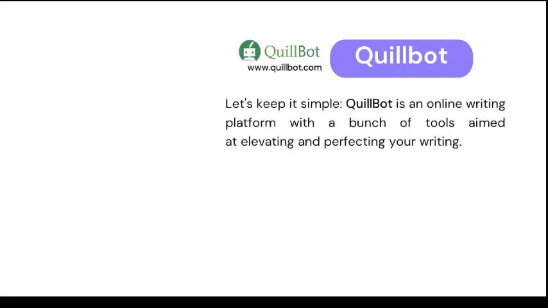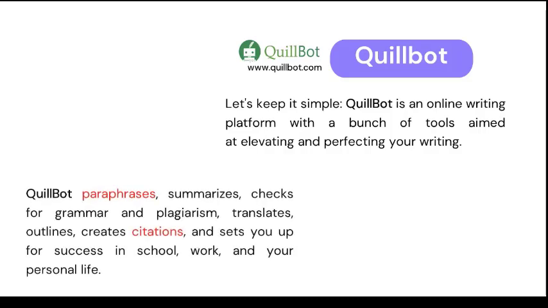To round up this course, we're going to be talking about Quillbot. Let's keep it simple. Quillbot is an online writing platform with a bunch of tools aimed at elevating and perfecting your writing. Quillbot paraphrases, summarizes, checks for grammar and plagiarism, translates, outlines, creates citations, and sets you up for success in school, work, and your personal life. In this video, we're going to be concentrating on paraphrasing, and also we'll look at citations. Let's quickly jump into my PC so that we can see the practical application of Quillbot.